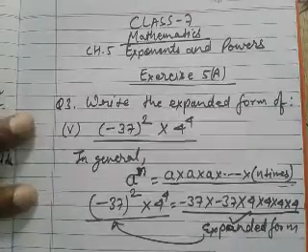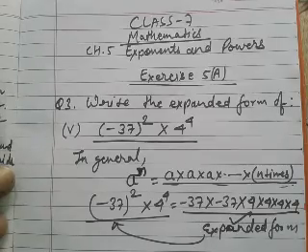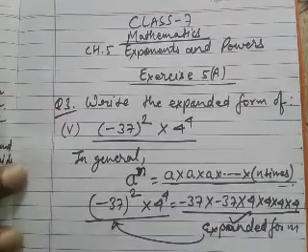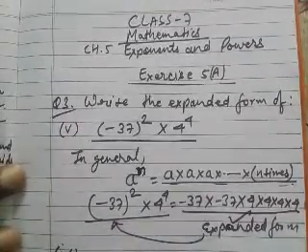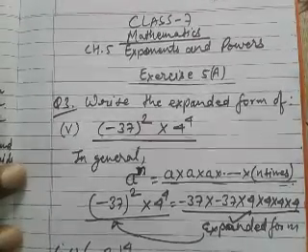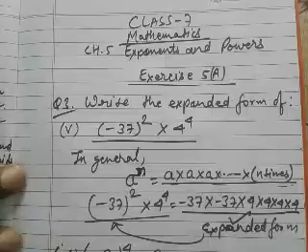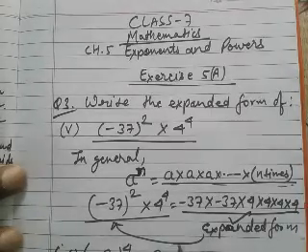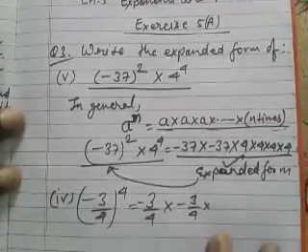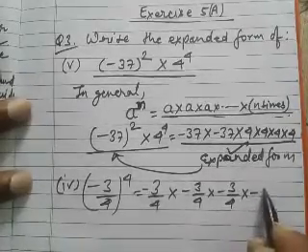So in this way we can do all the rest of the questions of question number 3. Let us try another question: minus 3 by 4 to the power 4. Power 4 means we have to write minus 3 by 4 four times: minus 3 by 4 into minus 3 by 4 into minus 3 by 4 into minus 3 by 4.